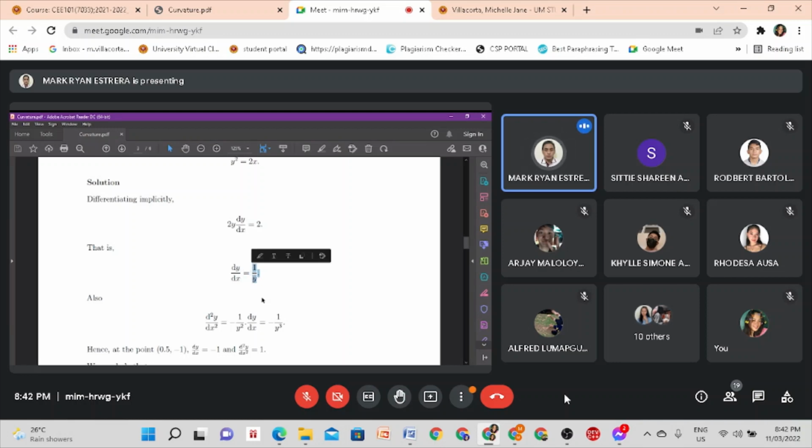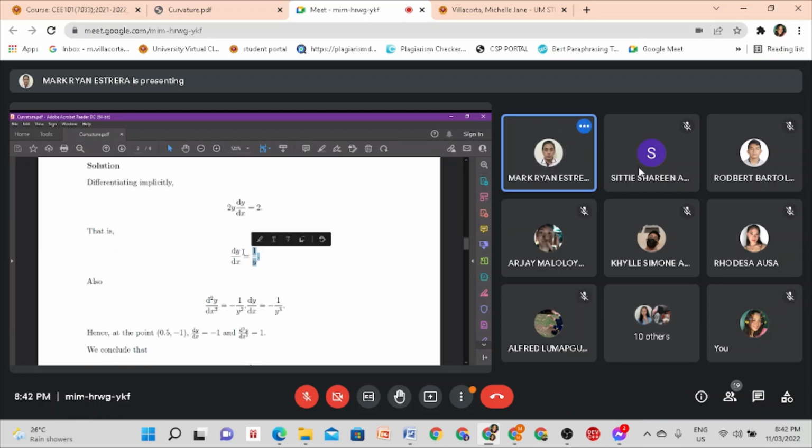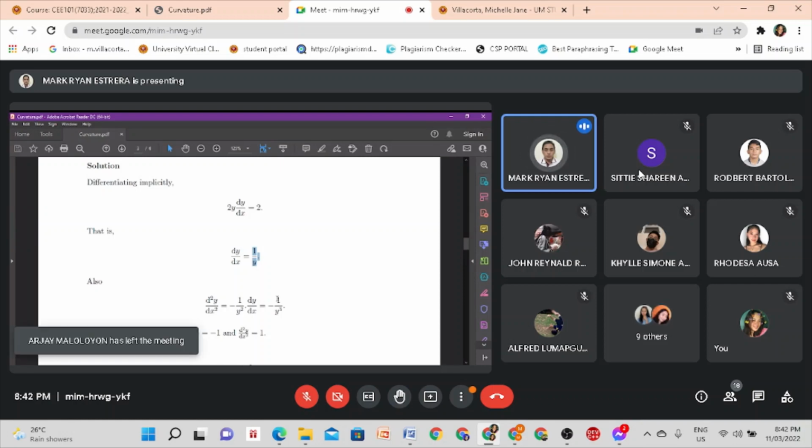So this is what we will use later on. And then deriving it once again would give you d squared y over dx squared, or the second derivative. And then it would yield negative 1 over y cubed. So guys, since the point is given, we will use the necessary point given in the equation we arrived at, in the form of dy over dx and d squared y over dx squared.